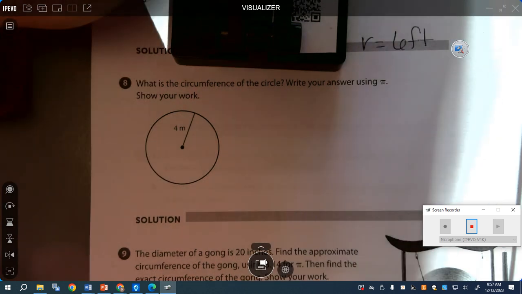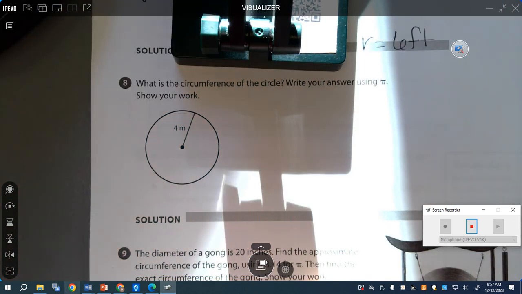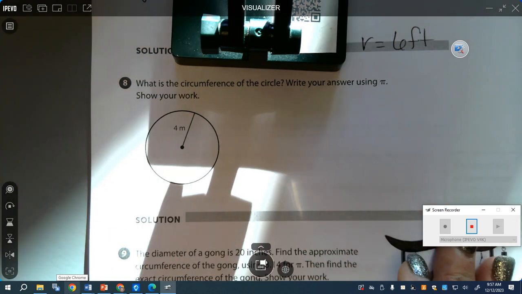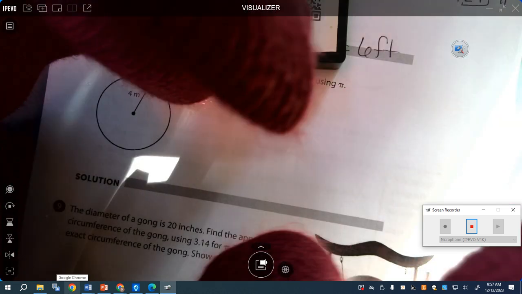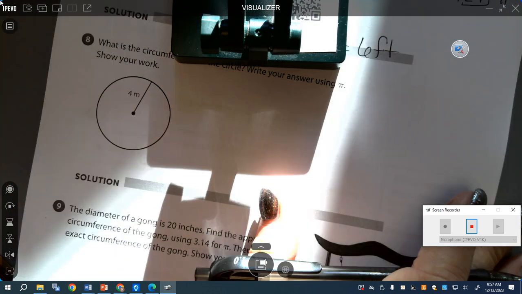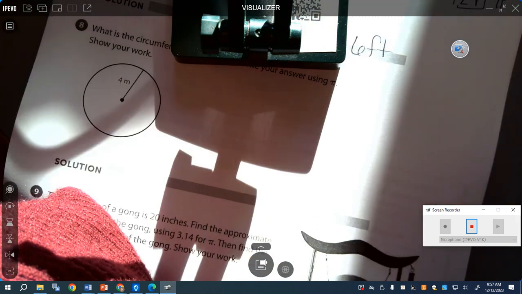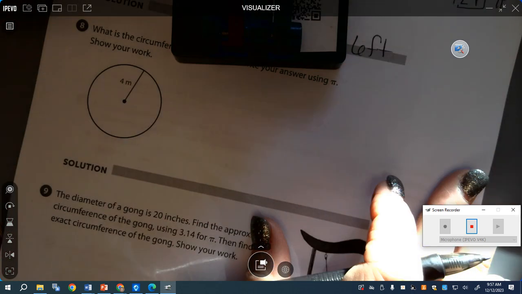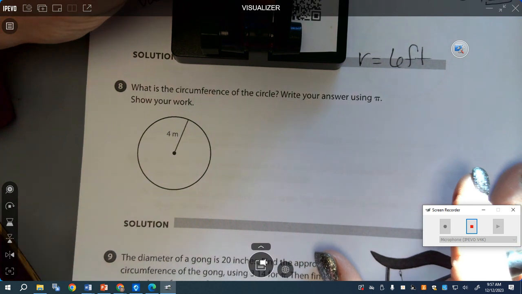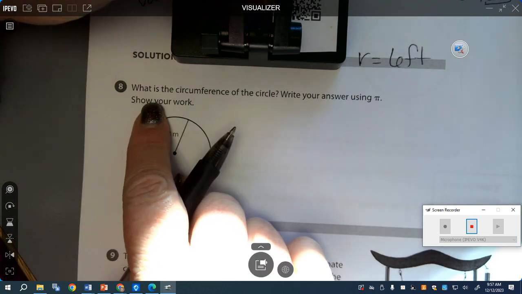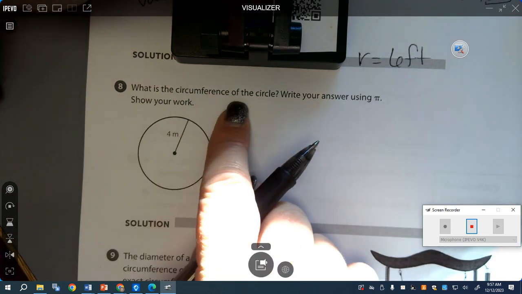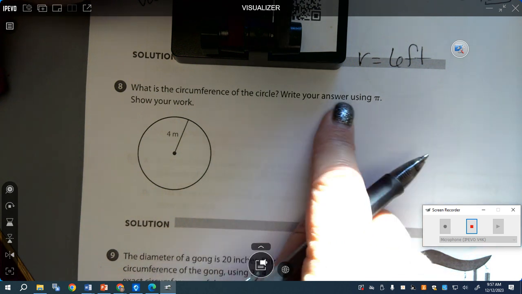Number 8 says this. If I can find a shaded area here, just a minute. Okay, here we go. So, number 8 says this. What is the circumference of this circle? Write your answer using pi.